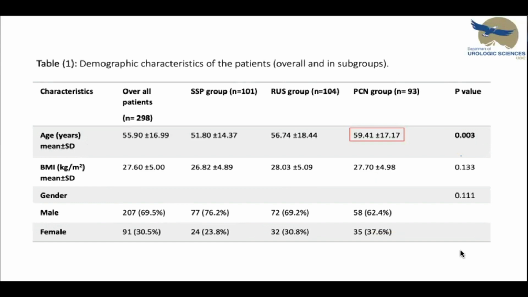Here are the demographic characteristics of the patients. The mean age was highest in the nephrostomy tube group, 59.41, then the double J stent group, and least in the spontaneous stone passage group, with a significant difference between groups. BMI showed no differences between the groups. Males were higher than females, with an insignificant difference in male and female distribution between the groups.